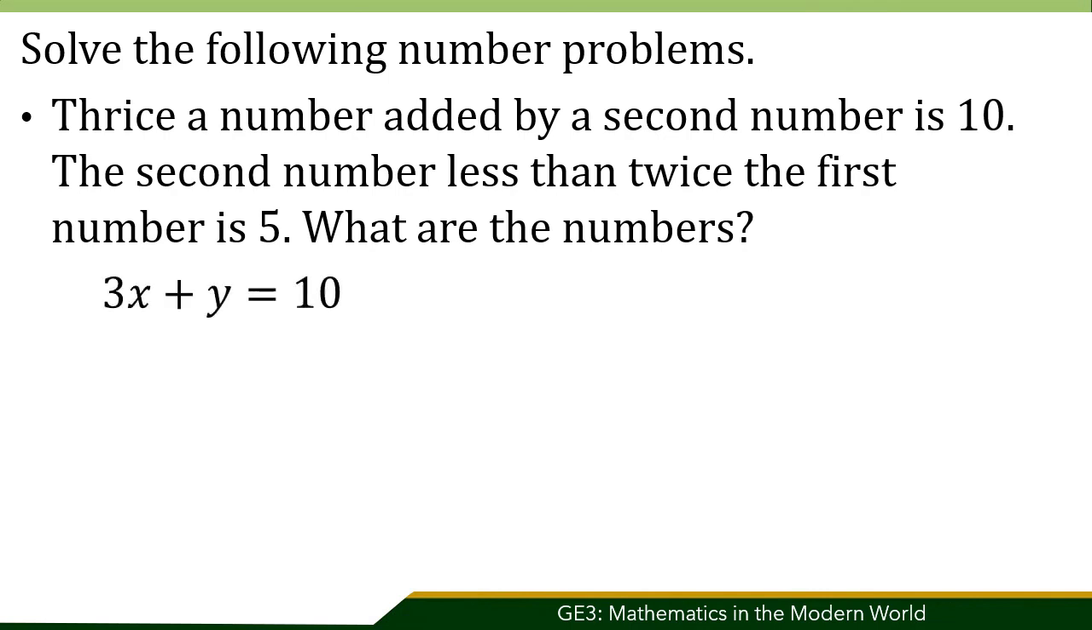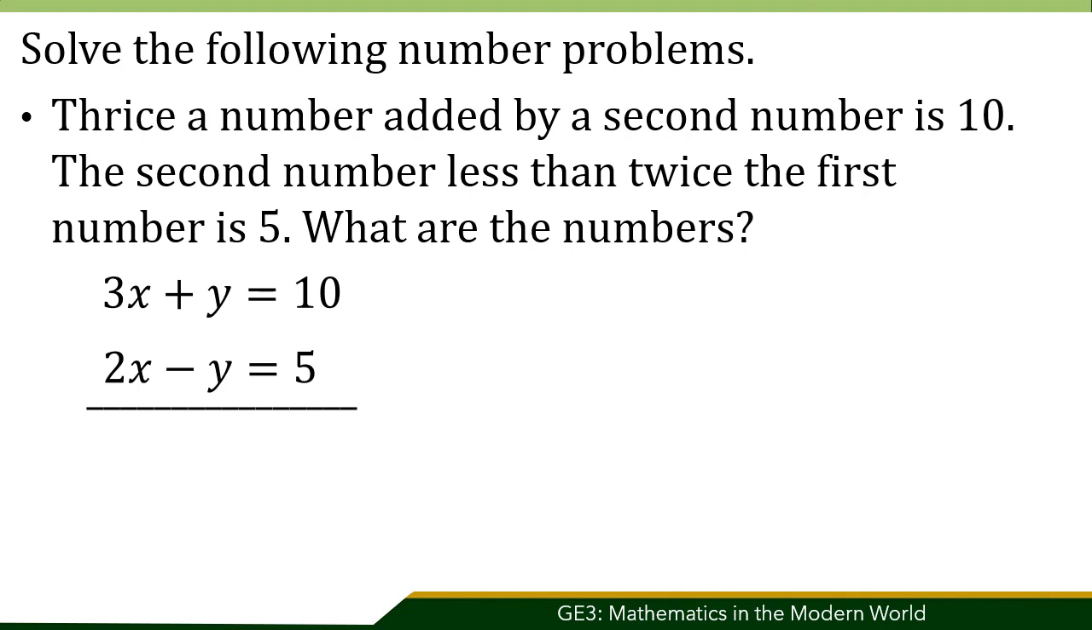And then the second number less than twice the first number is 5. So the second number less than, so that's minus y. And then twice the first, so that's 2x. So we have 2x minus y is 5. So our equation will be 2x minus y equals 5.